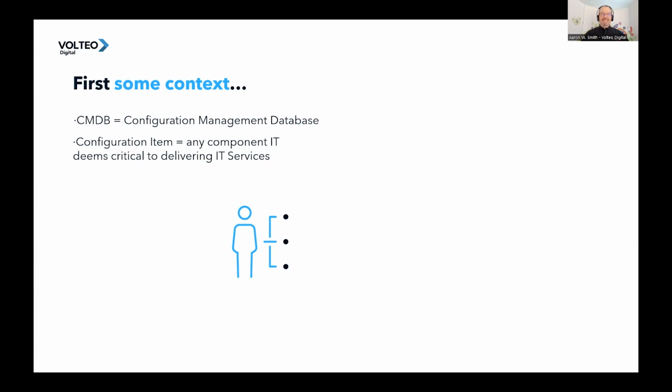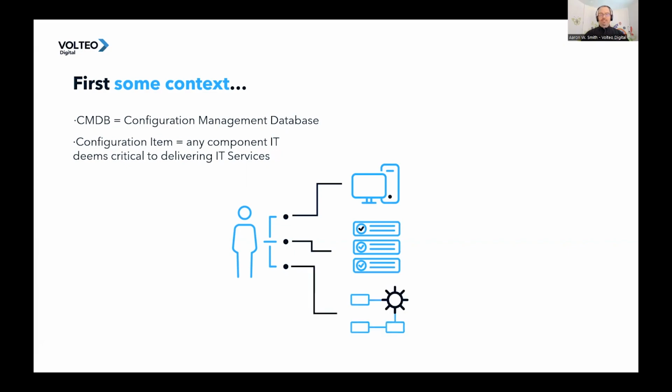Could be simply anything tangible or intangible, things like computers, servers, applications and software. But it can go much beyond that. It could be telecommunication equipment or really anything at all, as long as it is identified as being some part of enabling or delivering an IT service.